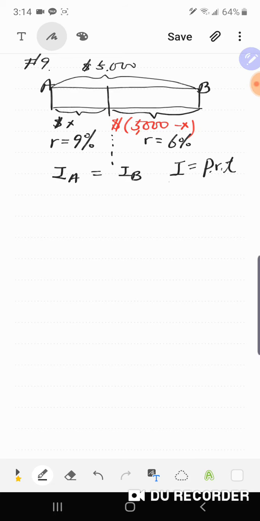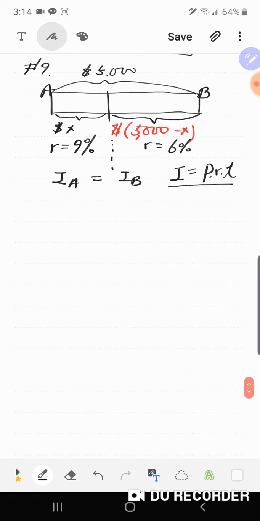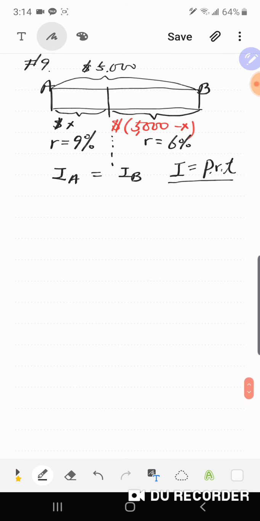So using the interest formula, the interest from bank A is the principal. And what is the principal? Principal is X dollars, right? This is principal X dollars. The rate is 9%, so 0.09. And the time is, let's say, 1 year. Okay, so the interest from bank B for 1 year is, the principal is $5,000 minus X. And then the interest 0.06 for 1 year, so multiply by 1.